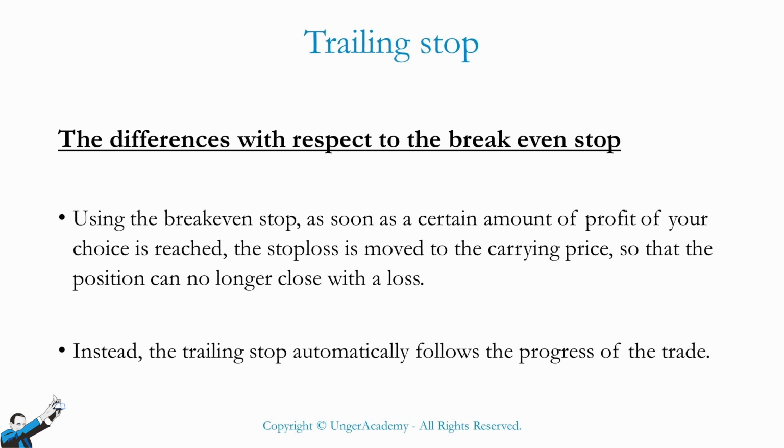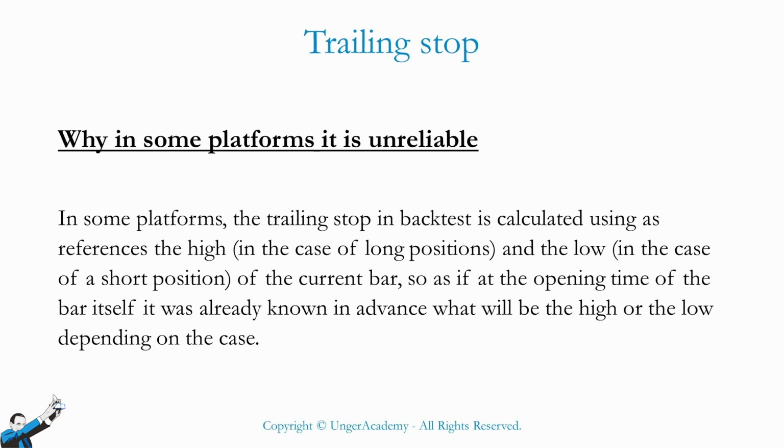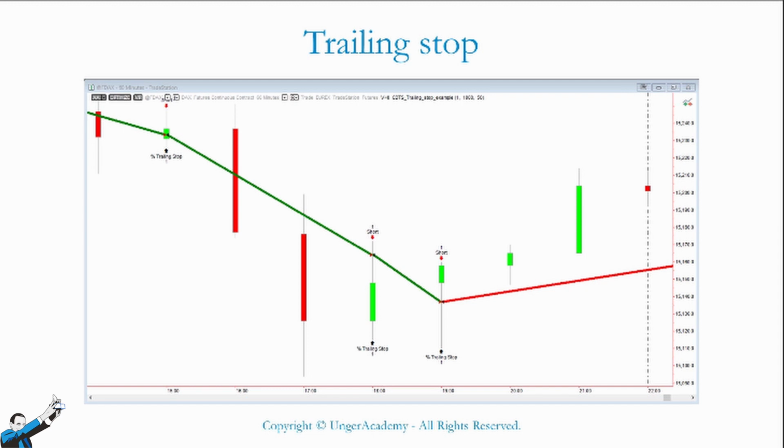Another important thing to mention is that the calculation of the trailing stop on some platforms is unreliable. In fact, to start calculating the maximum excursion, you need to know the high and low of a certain bar. And in backtesting, some platforms seem to use the high and low of the current bar, even if in live trading that wouldn't be possible. Because in live trading, you can't know the high and low of an open bar.